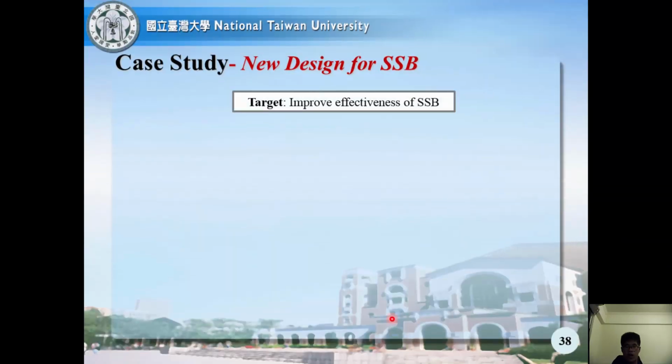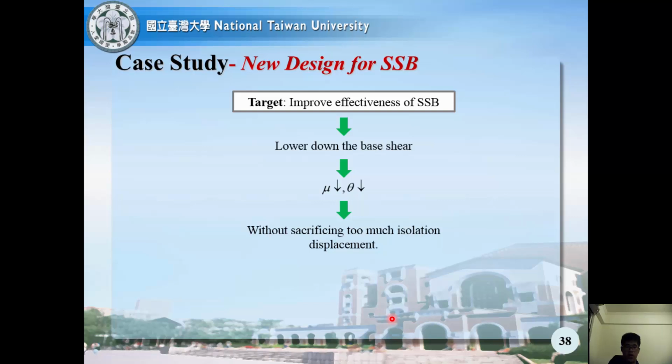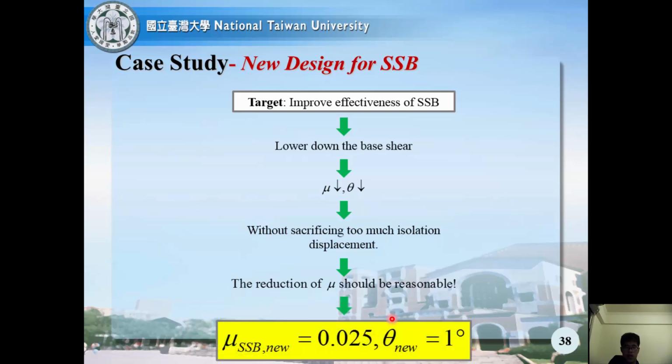So now our target is to improve the effectiveness of the SSB. In order to improve the effectiveness, we lower down the base shear. And in order to lower down the base shear, we lower down the system parameters. We also wish that we won't sacrifice too much isolation displacement, so the reduction of the friction coefficient should be reasonable. So finally, our new design parameters for the SSB are now determined.